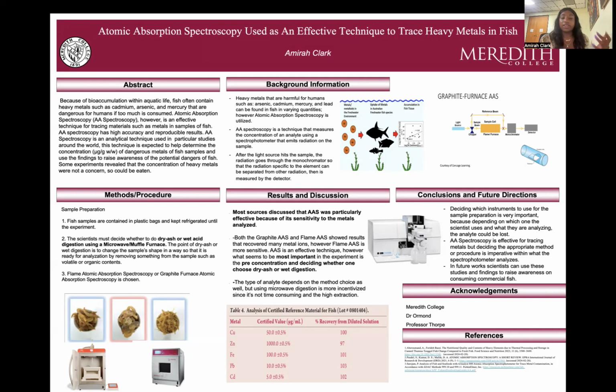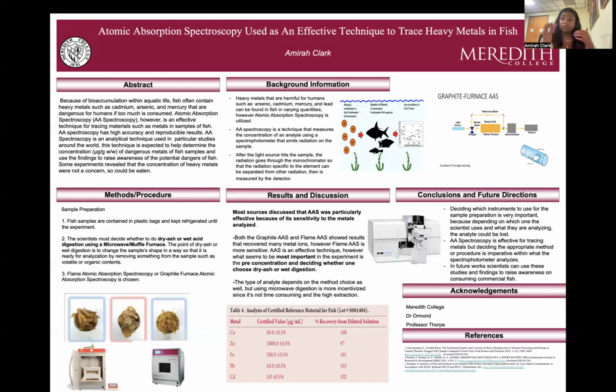It can be used for tracing the concentration of any analyte, but it is also used for tracing metals in samples of fish. And it's very incentivized because it has high accuracy and reproducible results. It's an analytical technique used in particular studies all around the world, and this technique is expected to help determine the concentration of dangerous metals in fish samples.